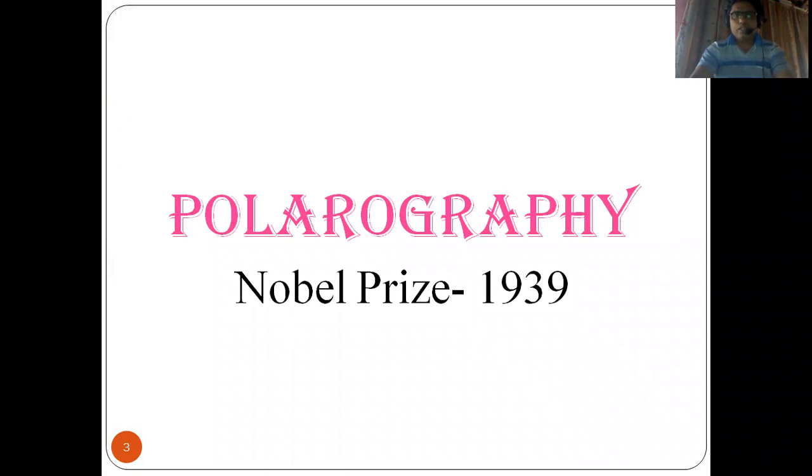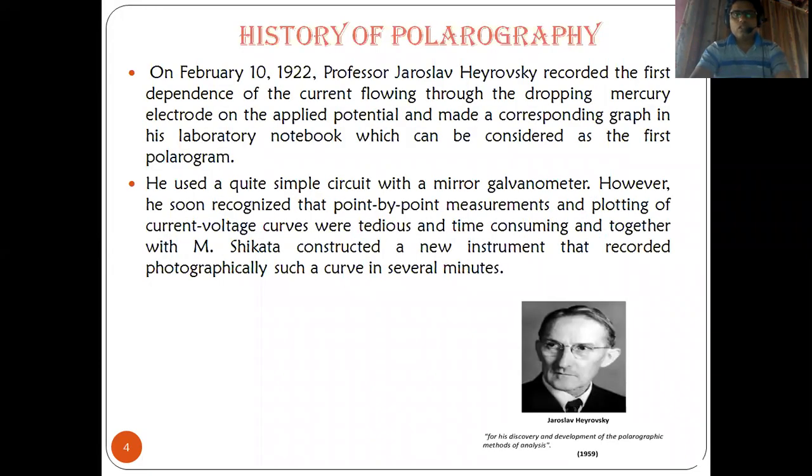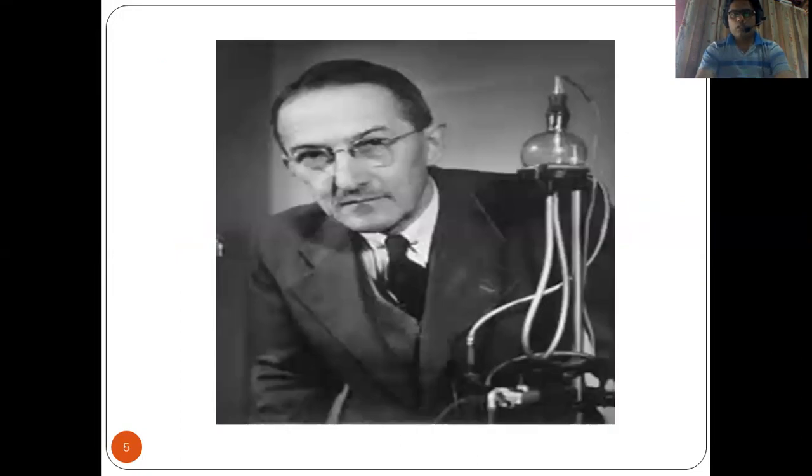The scientist Heyrovský got the Nobel Prize in 1939 for polarography. History of polarography: on February 10, 1922, Professor Heyrovský recorded the first dependence of current flowing through the dropping mercury electrode on the applied potential and made a corresponding graph in his laboratory notebook, which can be considered as the first polarograph. So, this is the first polarogram developed by the scientist.